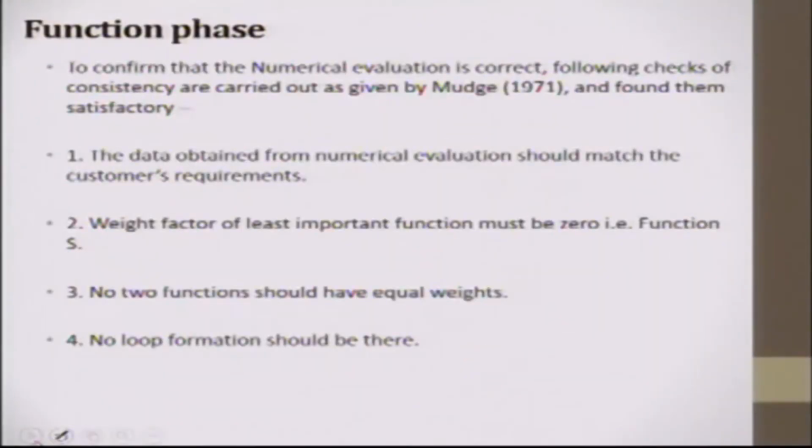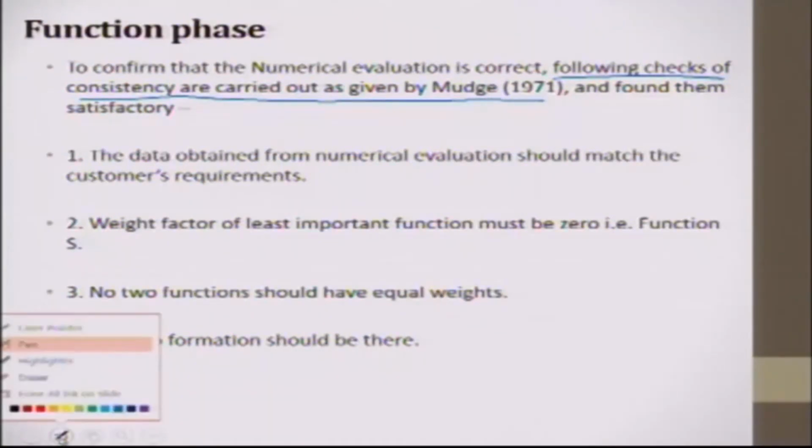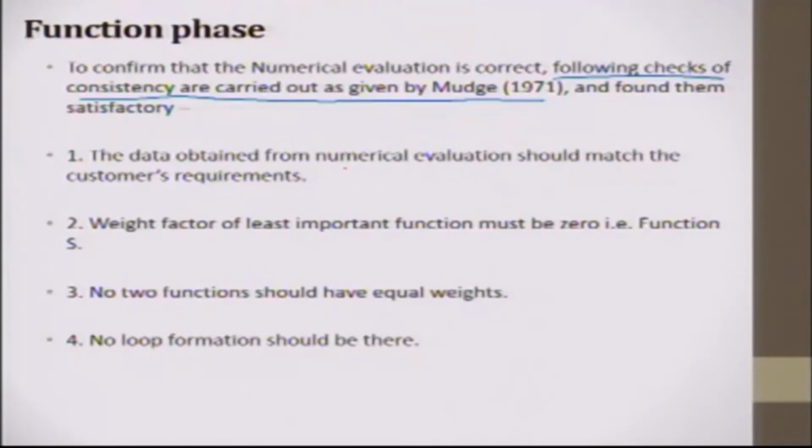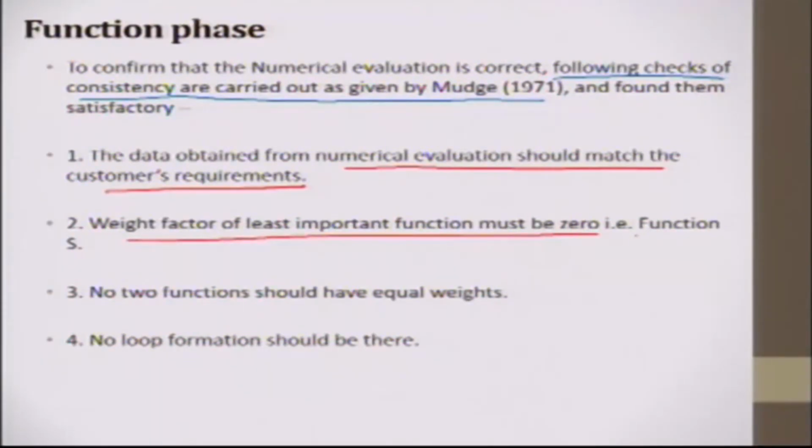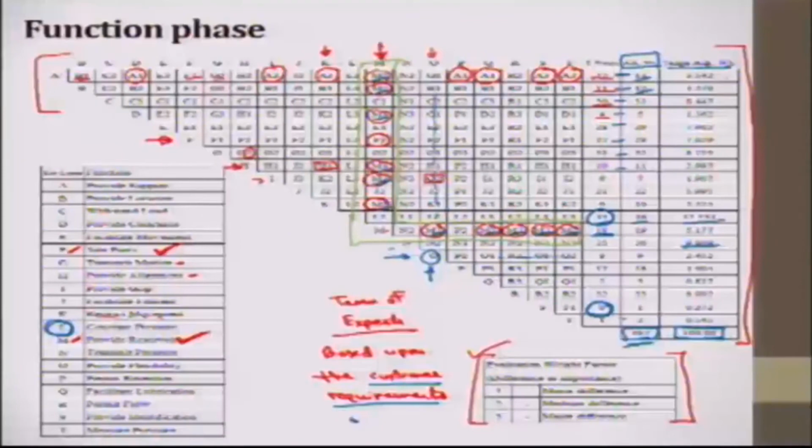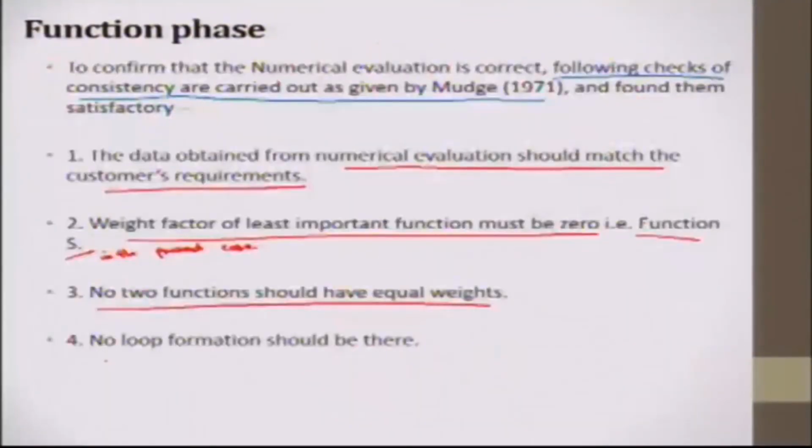Now next what we do, we confirm that the numerical evaluation is correct. The following checks of consistency are carried out as given by Mudge. He says that the data obtained from numerical evaluation should match the customer requirements. This is based on that only. Weight factor for the least important function must be 0, that is the function S in this case. In the present case, no two functions should have equal weights. That means these weight factors should not be equal. Then no loop formation should be there.